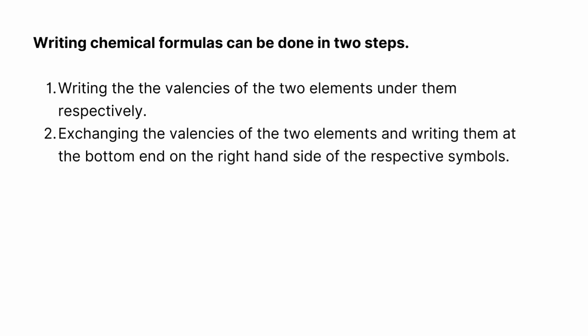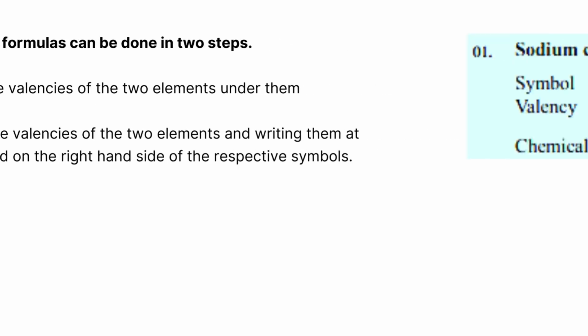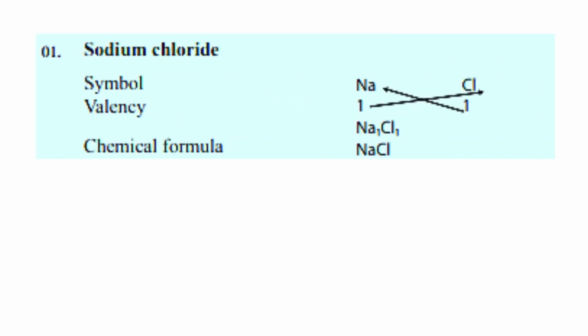And the second step is exchanging the valencies of the 2 elements and writing them at the bottom end on the right hand side of the respective symbols. Example 1. Sodium chloride. So first we have to write the valency of the 2 elements, Na and Cl under them. Then exchange the valency of the 2 elements and writing them at the bottom end on the right hand side of the respective symbols. So the chemical formula is NaCl.